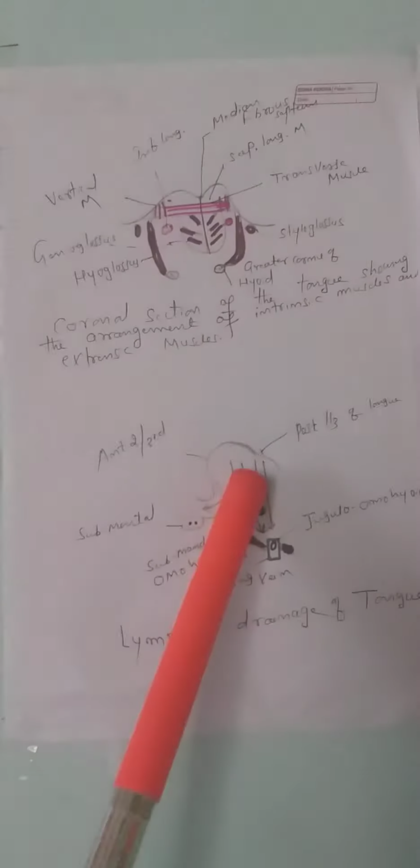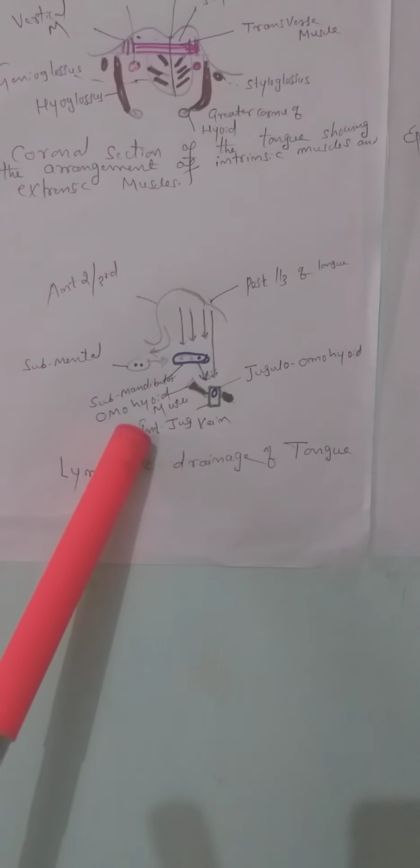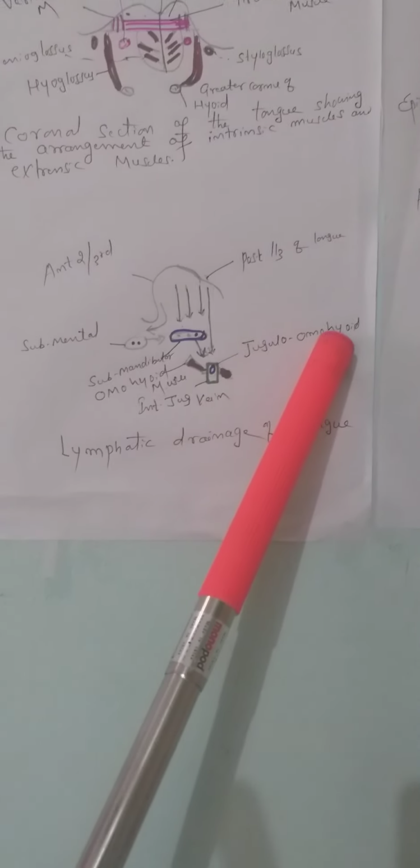Here you can see the submandibular lymph node, and the posterior one third drains into the jugulo-omohyoid. Anterior two-third submental, middle is submandibular, posterior one-third submandibular, and most posteriorly jugulo-omohyoid.